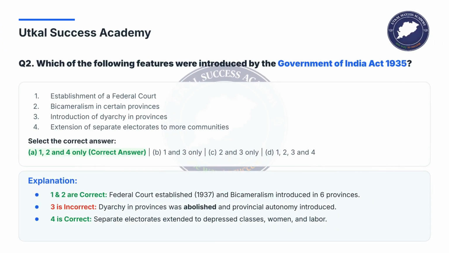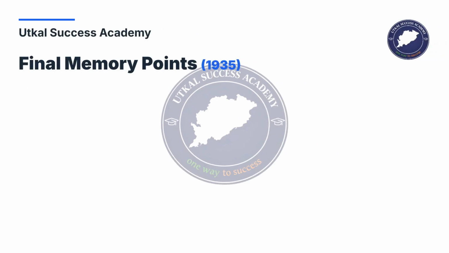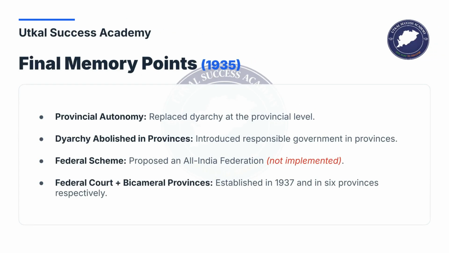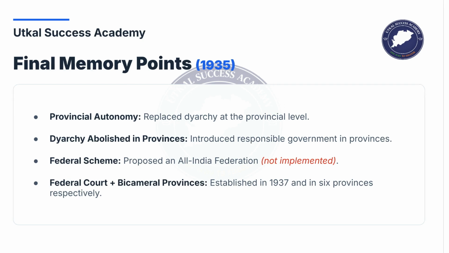Key features of the 1935 Act included the establishment of a federal court, bicameralism in certain provinces, and the extension of separate electorates. The introduction of diarchy in provinces is incorrect, as it was abolished. To summarize the 1935 Act, it brought provincial autonomy, abolished diarchy in provinces, proposed an all-India federation, and established the federal court and bicameral provinces.